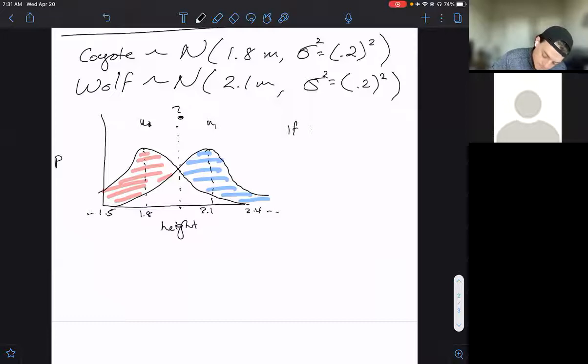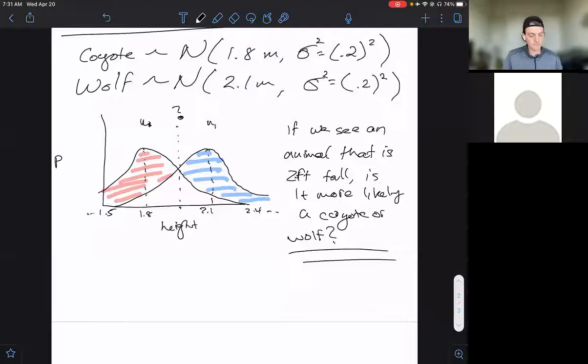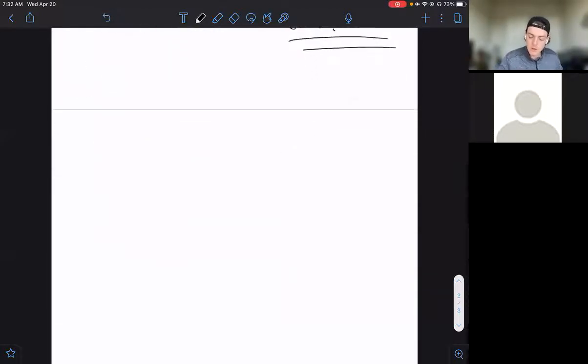If we see, same as before, an animal that is 2 feet tall, is it more likely a coyote or a wolf? That's what we care to answer. And so just like before, we can go ahead and start writing down some of the facts that we know about the problem.